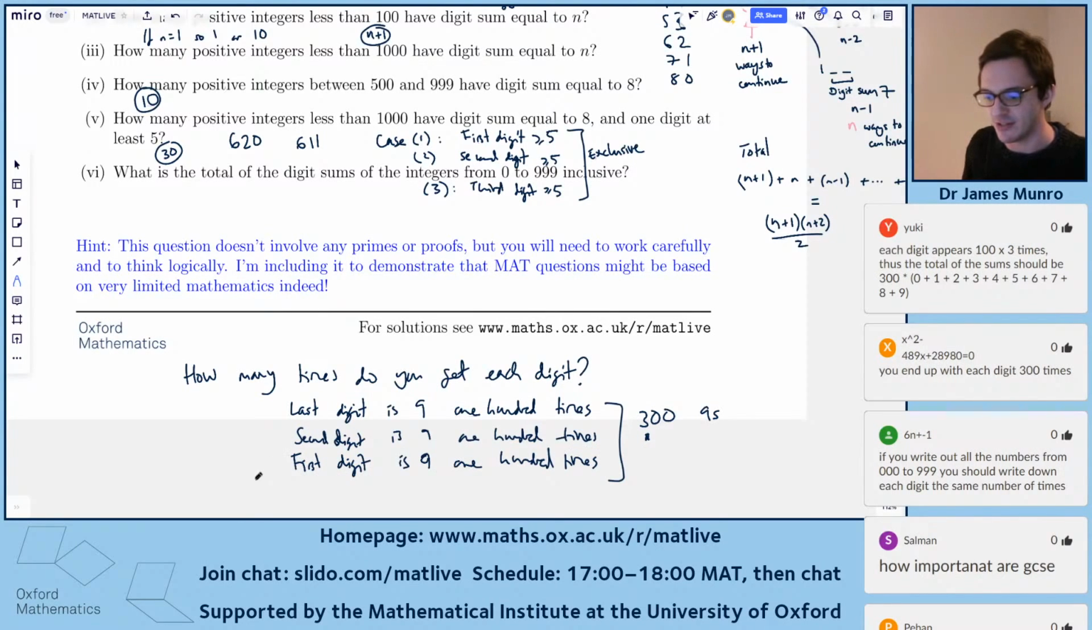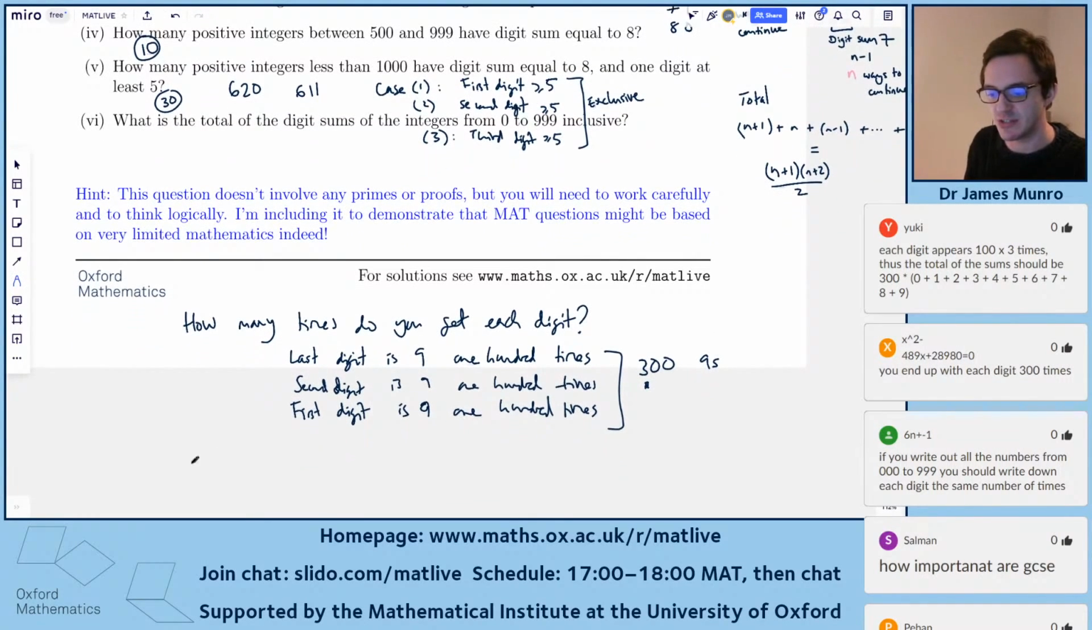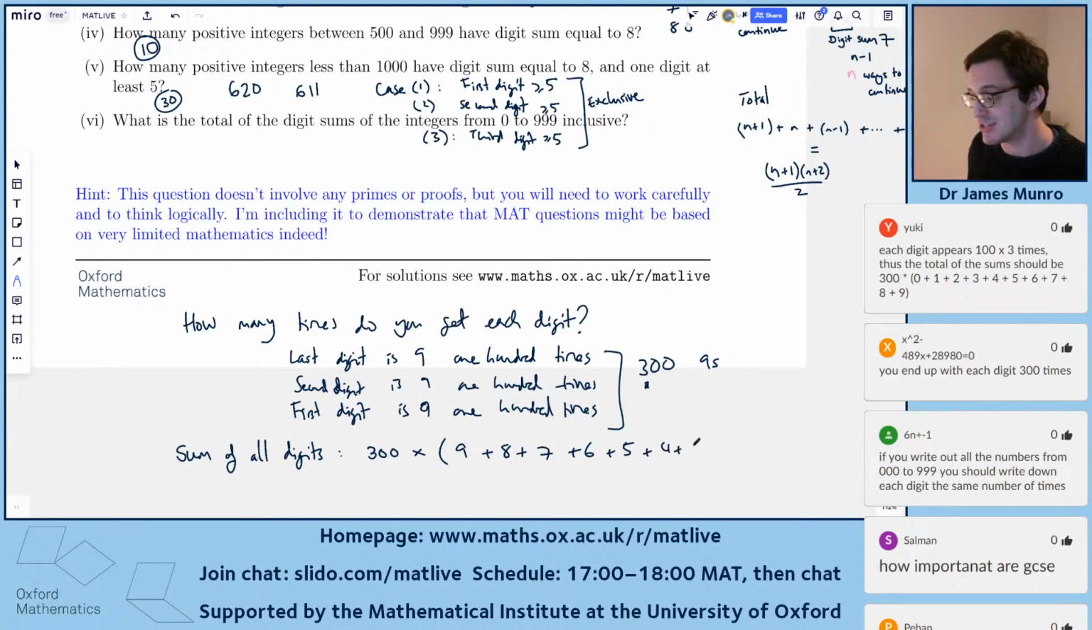So our final answer for this sum of all the digits is going to be 300, because that's how many times we see 9. We also see 8 300 times. We'll also get 6 and 5 and 4 and 3 and 2 and 1 and 0, I suppose, for completeness. Doesn't affect the answer, but it's there. Those are the digits that we'll get, and we'll see each of them 300 times.